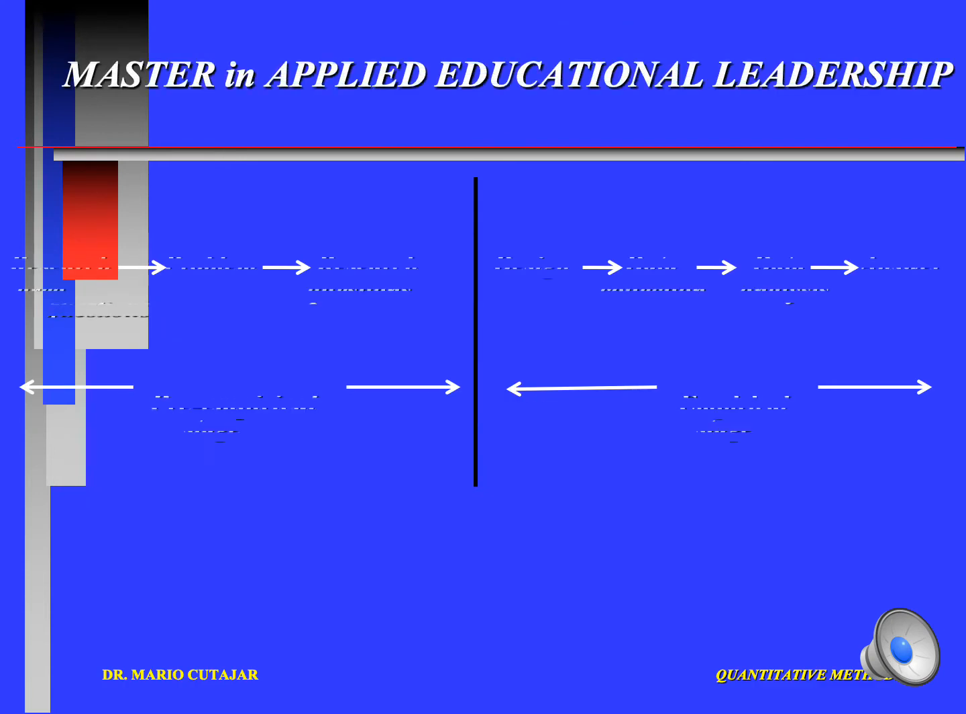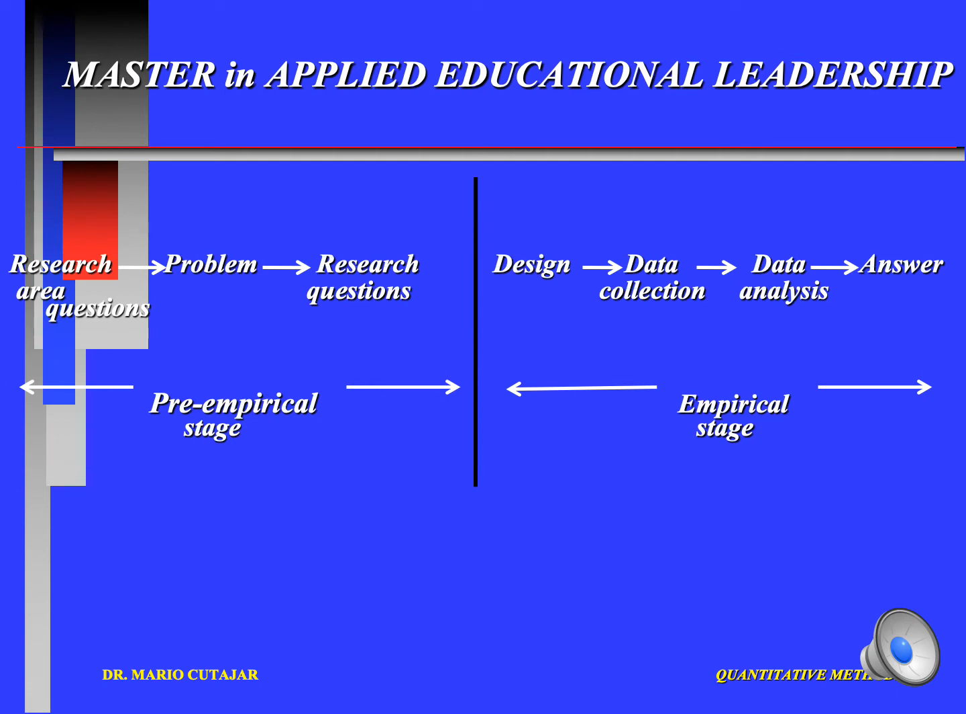Every research has two important stages, which I am referring to as the pre-empirical stage. In other words, before you start collecting your data. At this stage, you will need to choose the research area question, analyze the problem that you may have observed, and formulate your research question or questions.